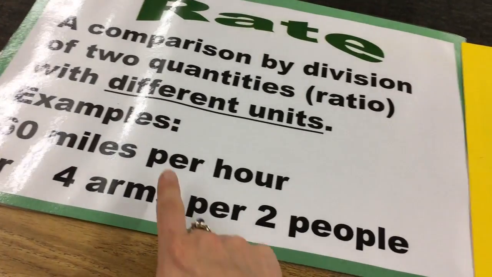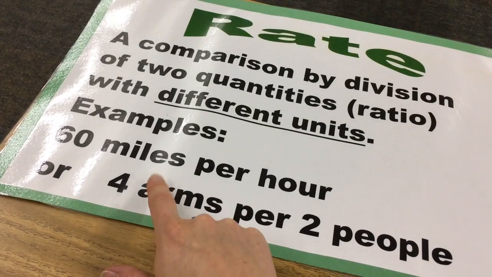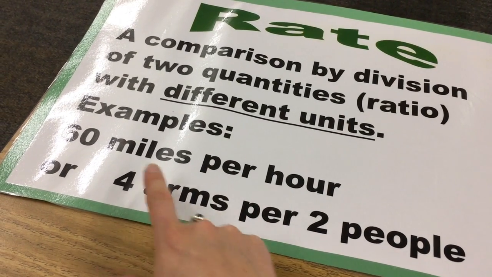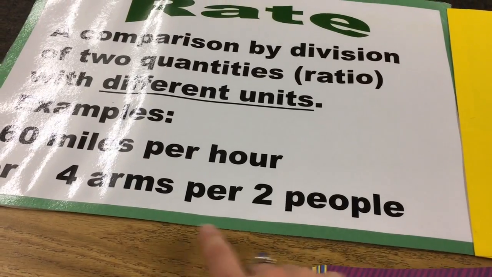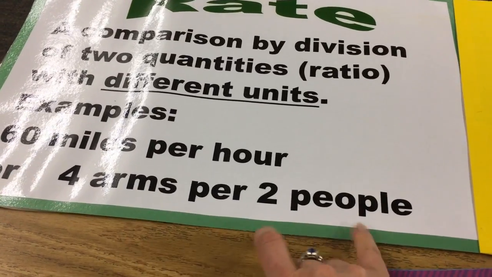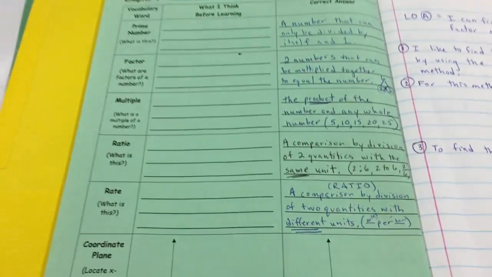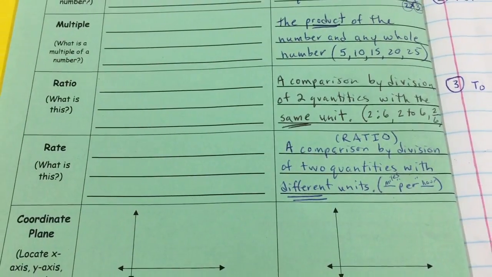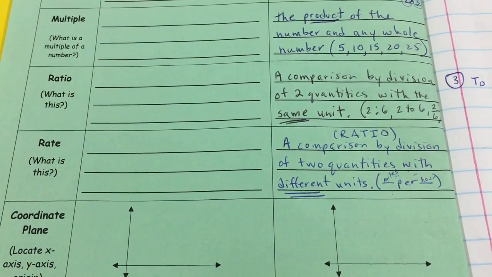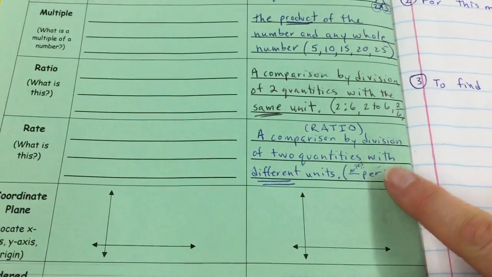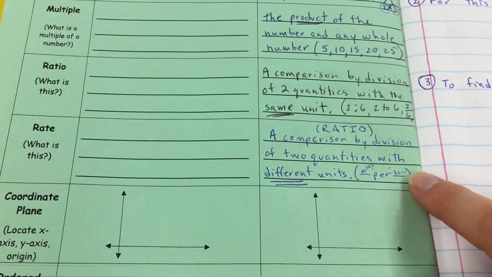You're also going to use the word per. So like 60 miles per hour. Miles is a different unit from hour. Or 4 arms per 2 people. So arms and people are different units. So make sure that you wrote on the back of your learning journal sheet what a rate is. And if you didn't do that yet, go ahead and pause this video right now and copy this down into your math learning journal.